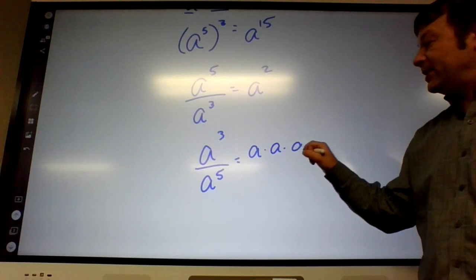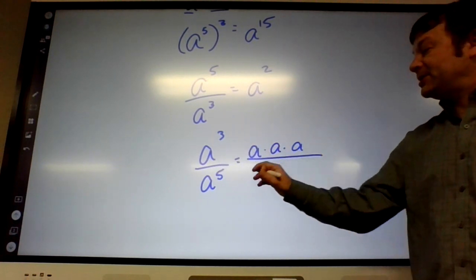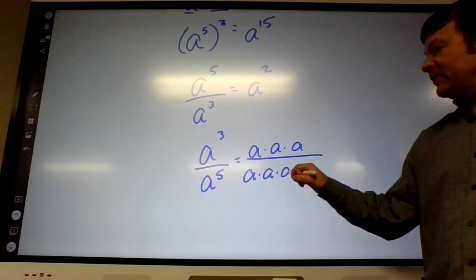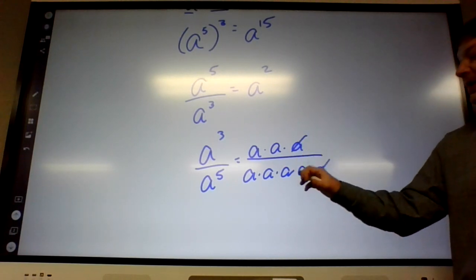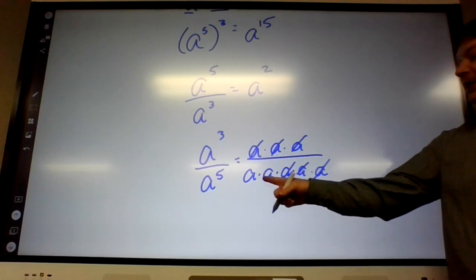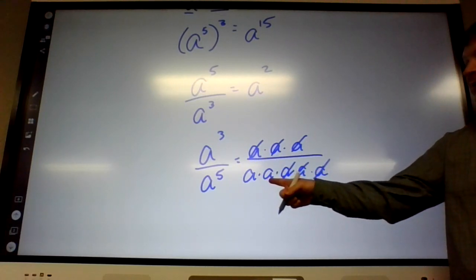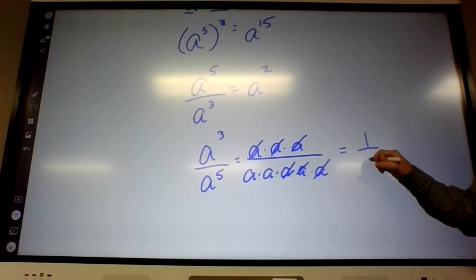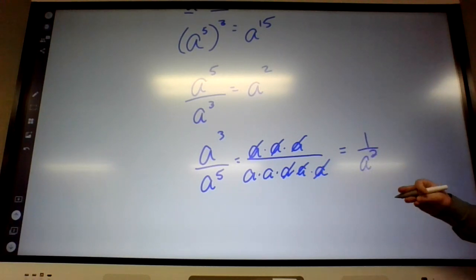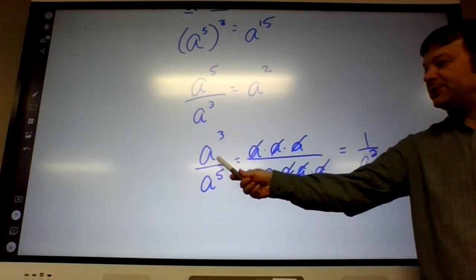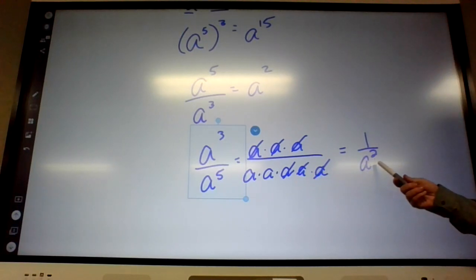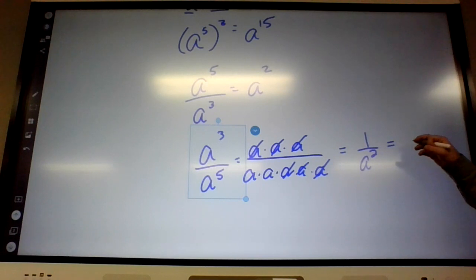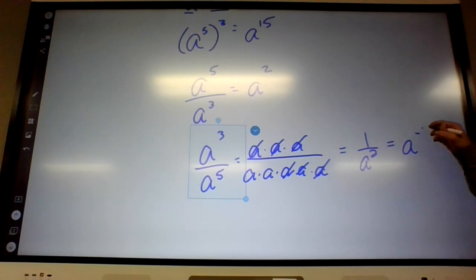Okay, here's what's happening. When you multiply those out, that's a times a times a, and there's 5 of them down at the bottom. They cross out, and you're left with 2 a's on the bottom. So that's like 1 over a squared. Because 3 of these cross out with 3 of these, but that still leaves 2 on the bottom, so it's 1 over a squared. So 1 over a squared is the same thing as a to the negative 2.